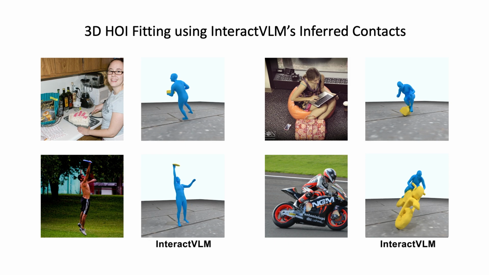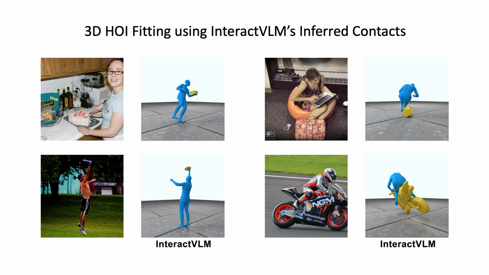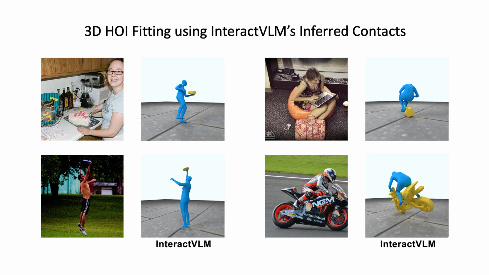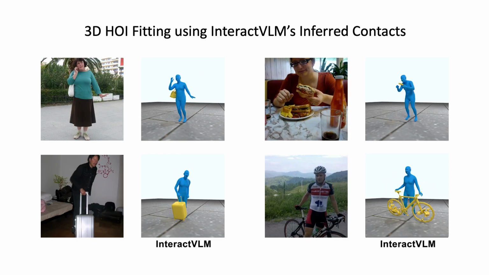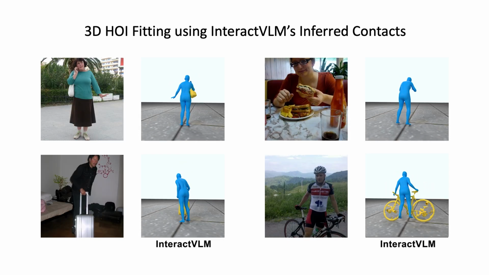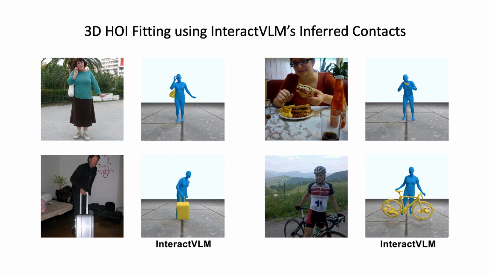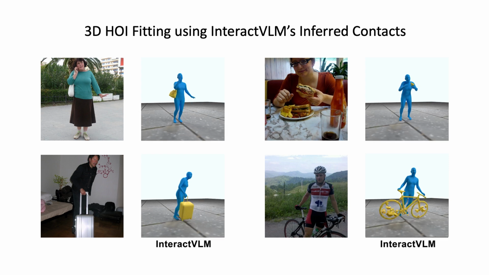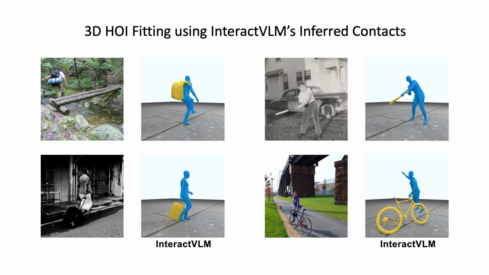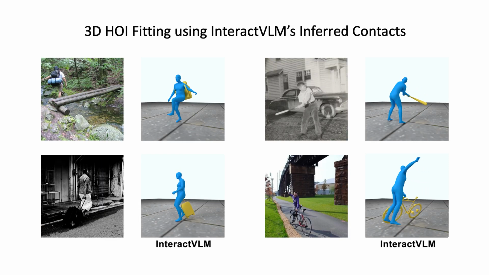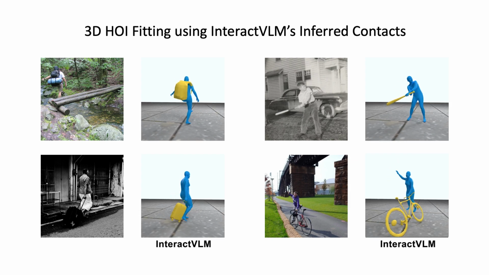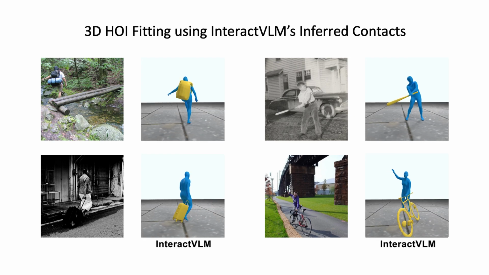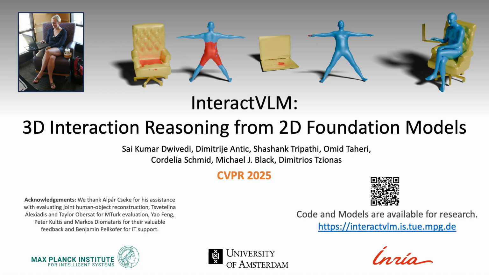To conclude, we present InteractVLM, a novel model that infers 3D contact points on both humans and objects. Importantly, by leveraging the broad visual knowledge of vision language models, InteractVLM minimizes the reliance on expensive 3D contact annotations. We show the usefulness of contacts inferred by InteractVLM for both the body and object, for estimating 3D human-object interactions. This is done for the first time for single in-the-wild images using inferred contacts. The code and models are available for research.